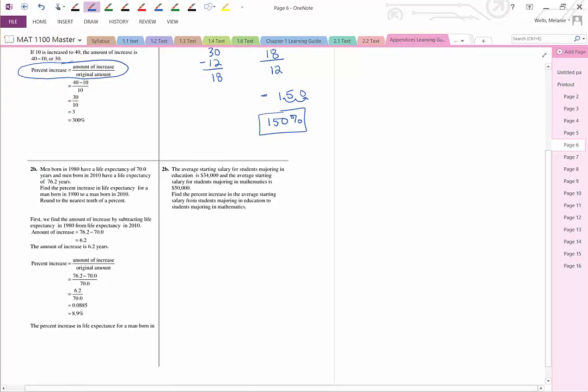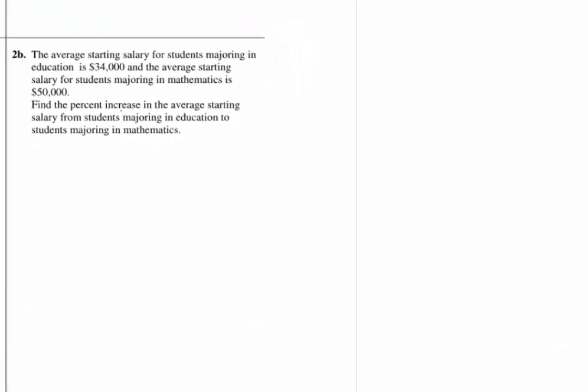Okay, 2B says the average starting salary for students majoring in education is $34,000. Average starting salary for students majoring in mathematics is $50,000. Find the percent increase in the average starting salary from students majoring in education to students majoring in mathematics.